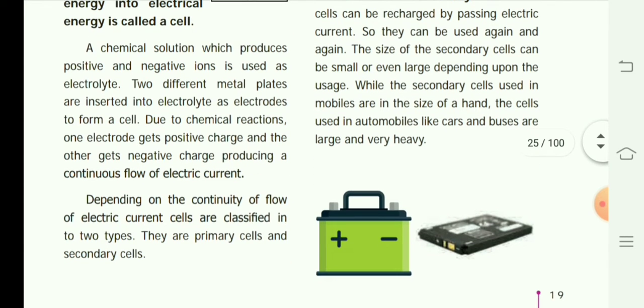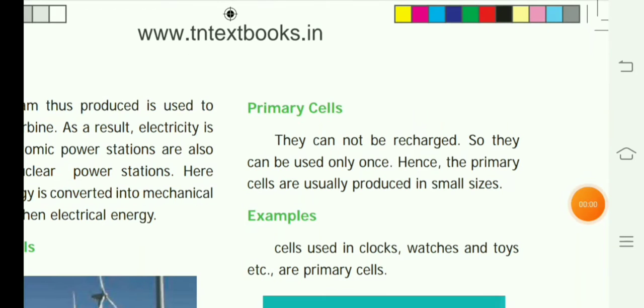Depending on the continuity of flow of electric current, cells are classified into two types. The first one, primary cell. The primary cells cannot be recharged, so they can be used only once. Hence, the primary cells are usually produced in small size.